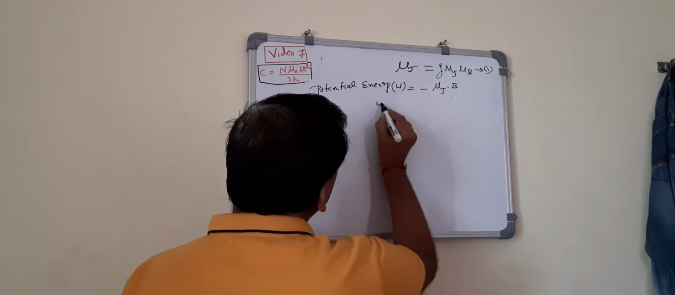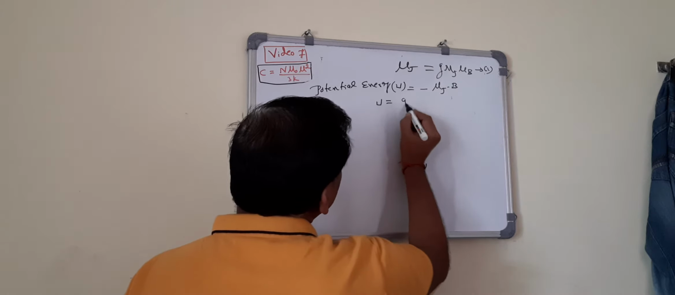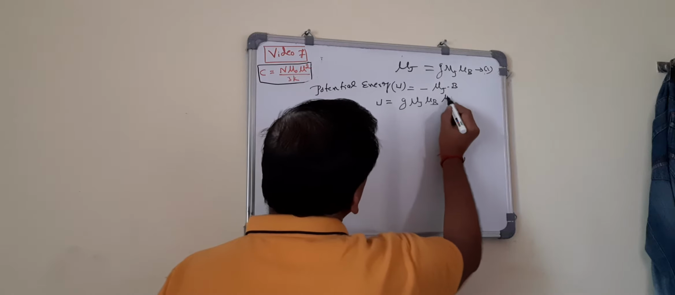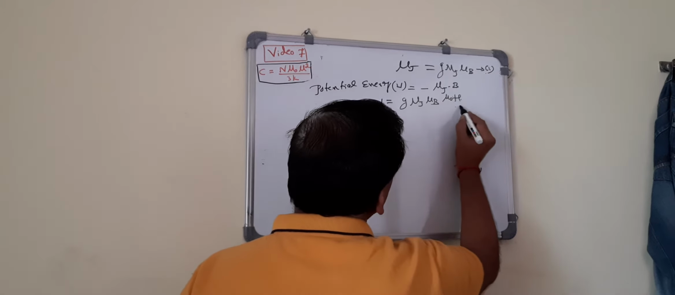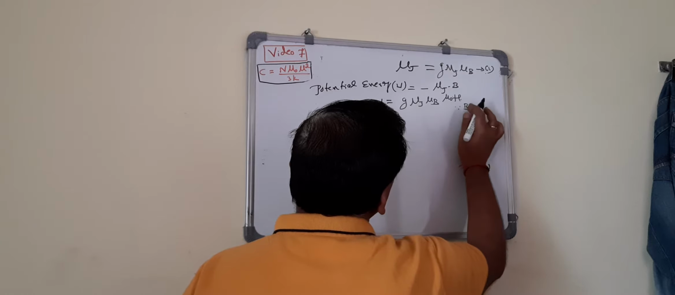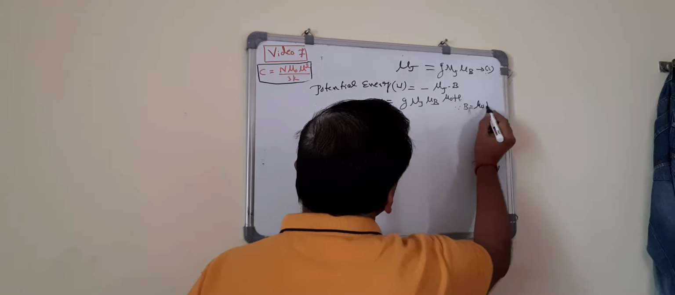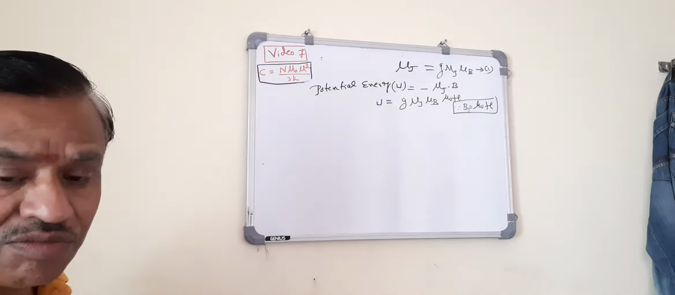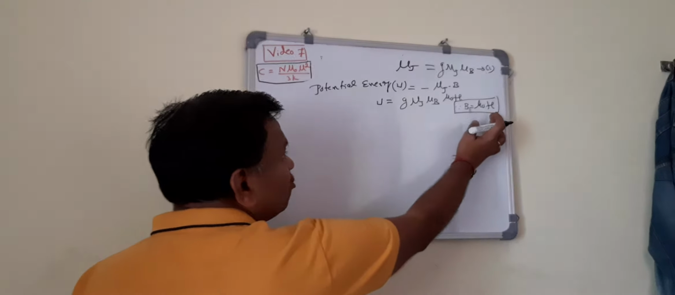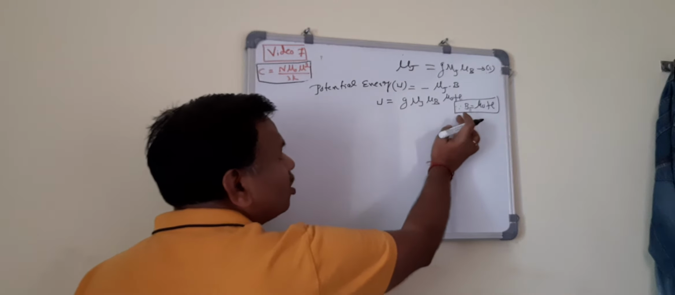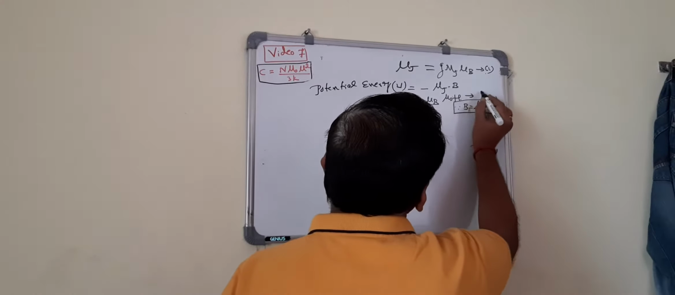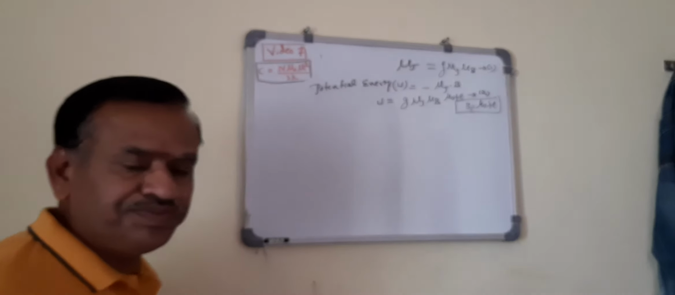Just I am writing U equal to this value, g mj mu B times B, where B equal to mu naught H, because we know that B equal to mu naught H. This is the relation between the magnetizing field and magnetic intensity. B is called the magnetizing field, H is called the magnetic intensity, and mu naught is called the permeability of free space. This is equation number 2.